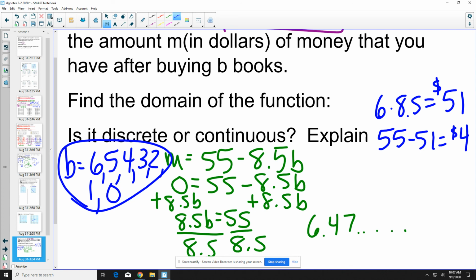So are those numbers discrete or continuous? They're discrete, right? Because you can't buy part of a book. You can't buy 5.5 books. Okay? You can't buy 1.5 books. You have to buy a whole book. So discrete, you only have part of an interval. You don't have all the numbers. So this is discrete.